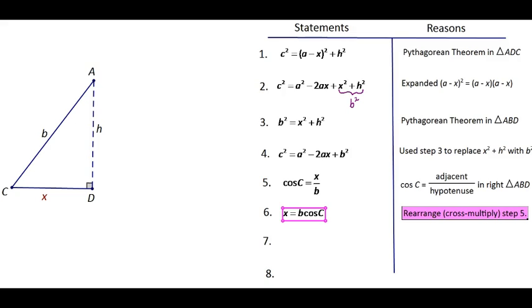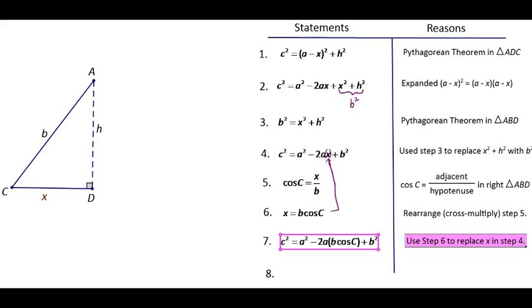Next, we recognize that back in step 4 we had an X right there. So we can replace that X with B cosine C from step 6. So that's what we do in step 7. We replace the X that's in step 4 with the B cosine C in step 6. Now we have the cosine law. C squared equals A squared plus B squared minus 2AB cosine C.